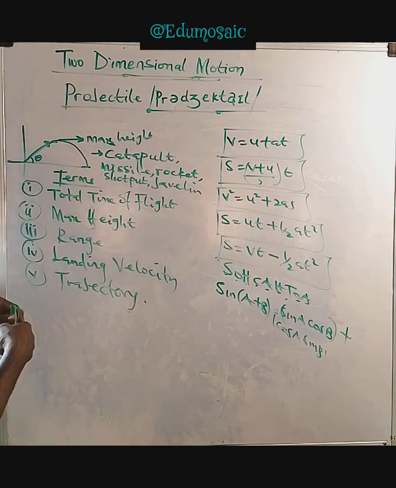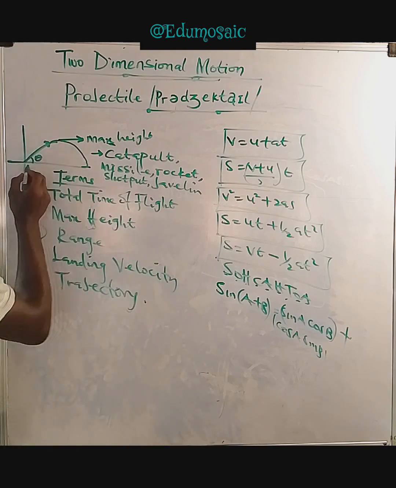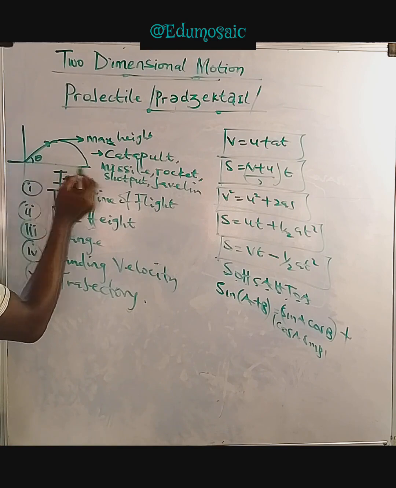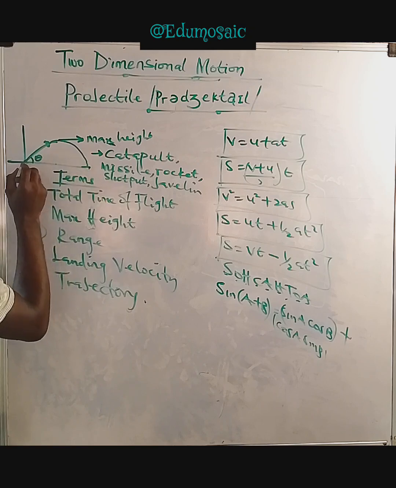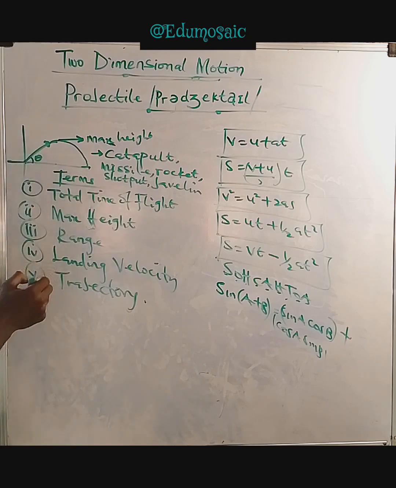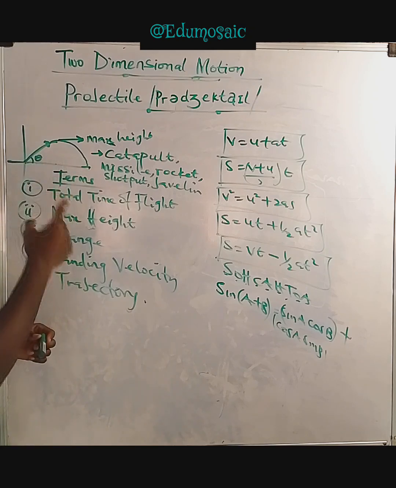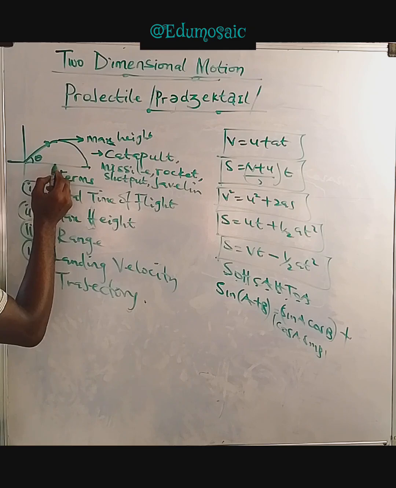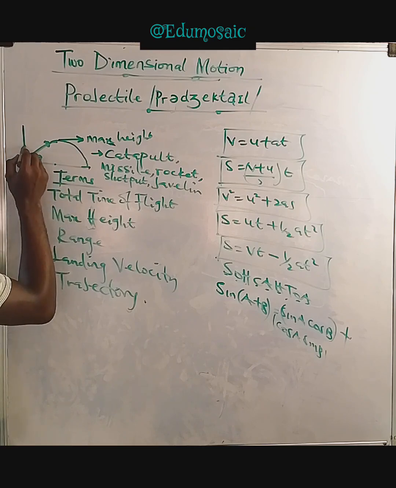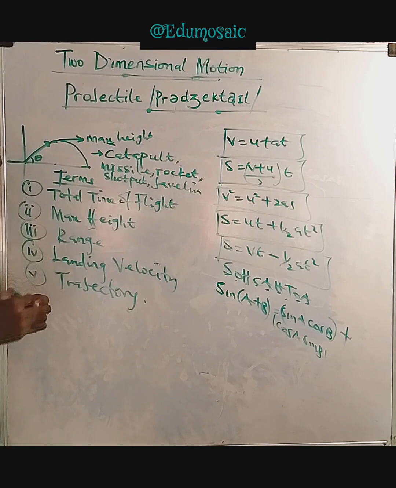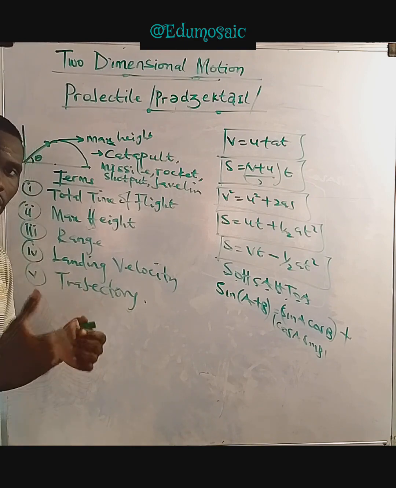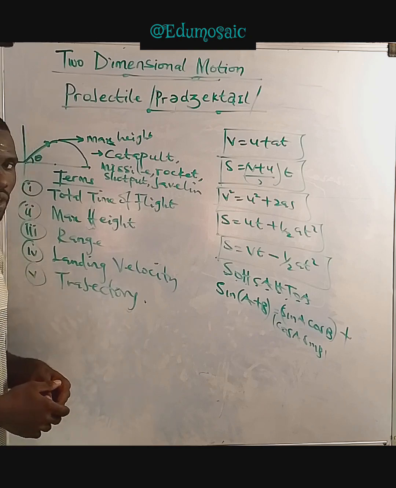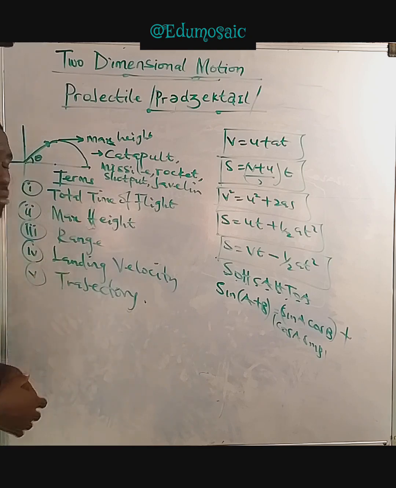But two things happen. As the body moves, the body covers a distance on the horizontal axis and also a distance along the y-axis. And that's why I call it two-dimensional motion. The body covers a distance along the x-axis, horizontal, and also a distance along the y-axis. So the body moves in two directions or dimensions simultaneously. So we're going to be starting with the total time of flight.